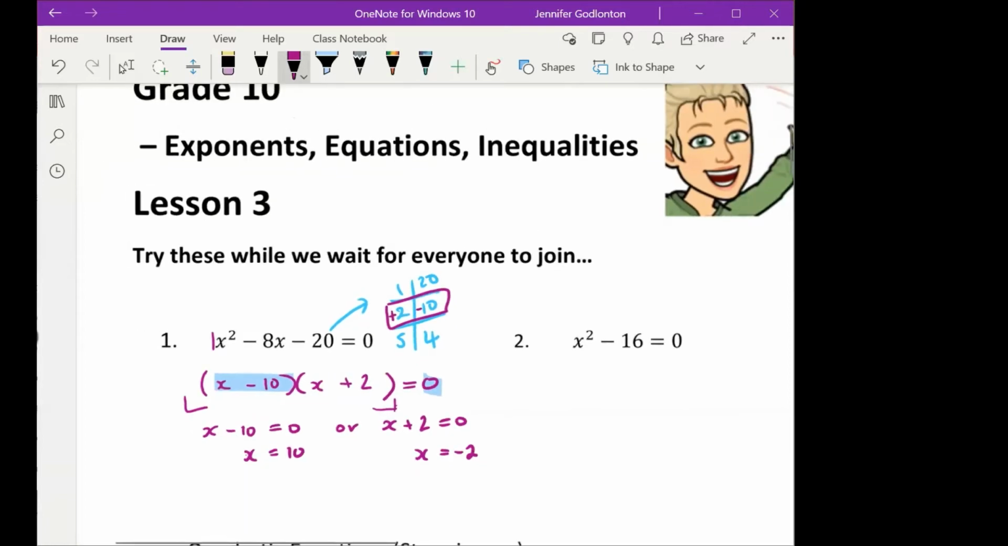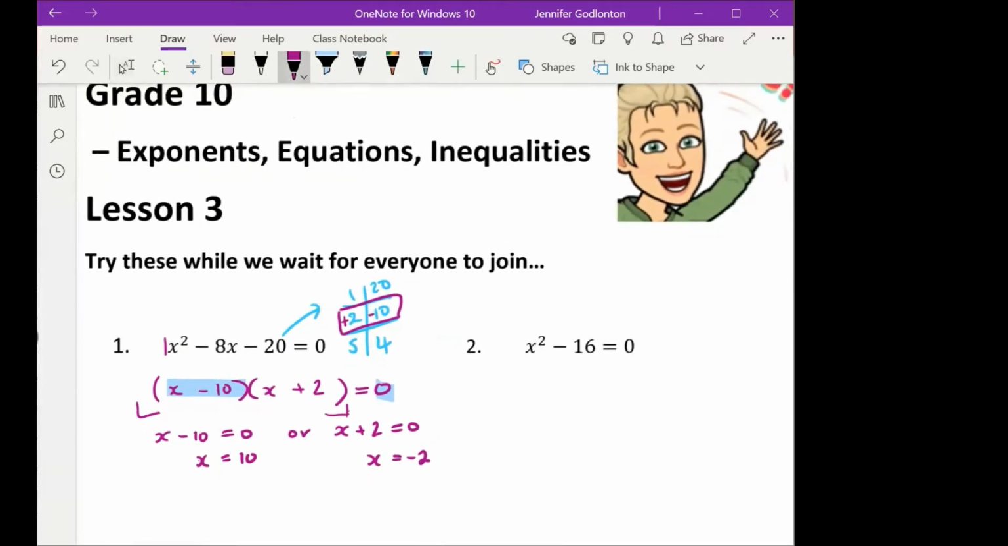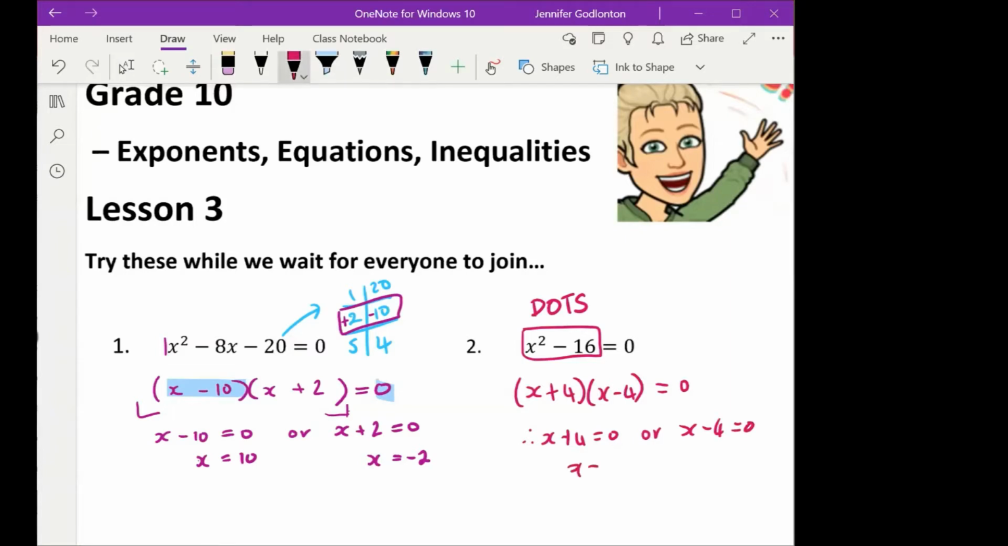Okay. Number 2, what type of factorizing am I going to do with x squared minus 16? What am I going to do? Dots, ma'am. Yes, I'm going to do dots. I love the capitals. Yes, because we scream dots. So when we do dots, we have x plus 4, x minus 4, and that is equal to 0. And so therefore x plus 4 is equal to 0, or x minus 4 is equal to 0. And so x is equal to -4, or x is equal to 4.